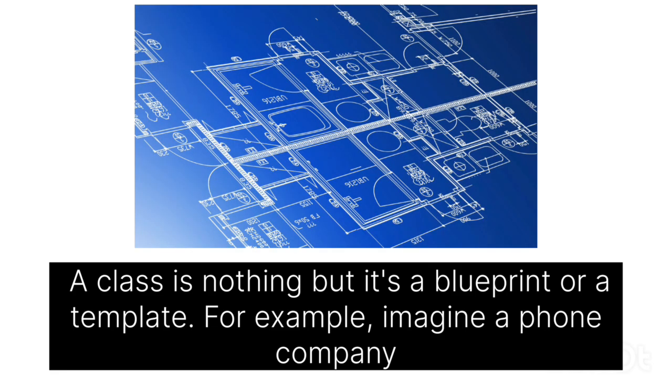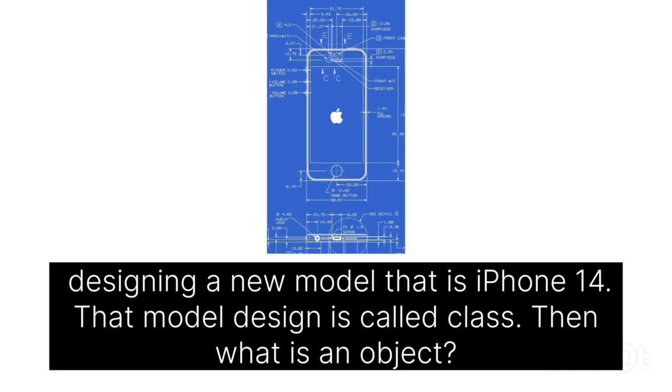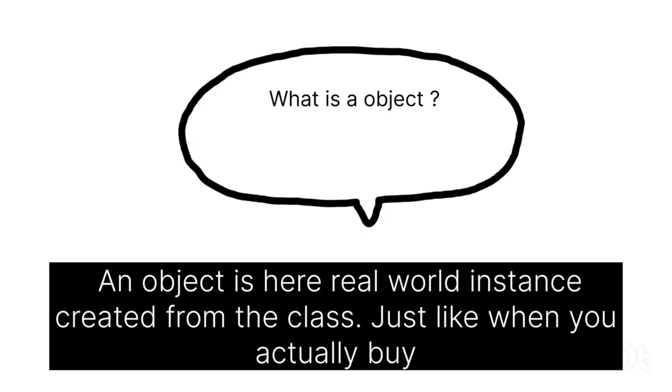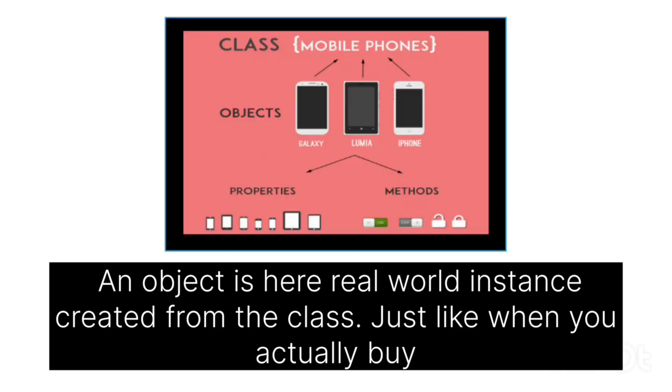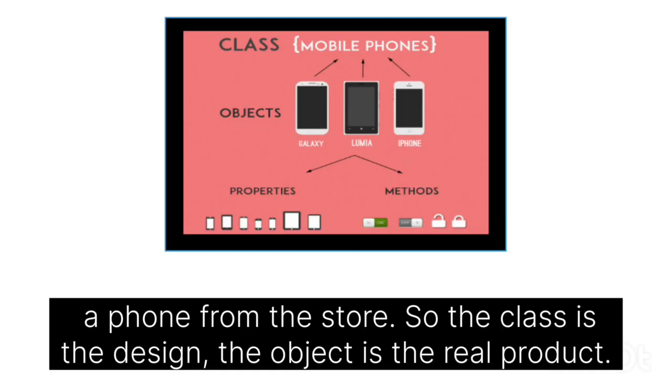For example, imagine a phone company designing a new model, that is iPhone 14. That model design is called a class. Then what is an object? An object is a real world instance created from the class, just like when you actually buy a phone from the store. So the class is the design, the object is the real product.